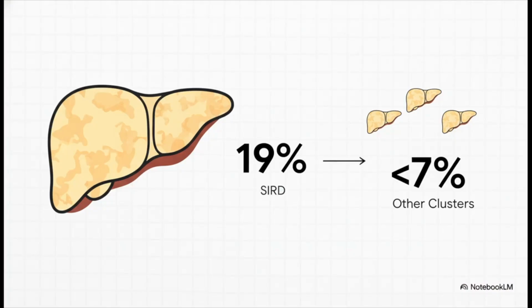And the risk for SIRD patients doesn't stop at the kidneys. Nope, they also have the highest prevalence of NAFLD. Studies show their average liver fat content is around 19% compared to less than 7% for the other clusters. This isn't just some incidental finding. It's a key feature of the profound metabolic dysfunction in this group. This truly is a multi-system disease of insulin resistance.